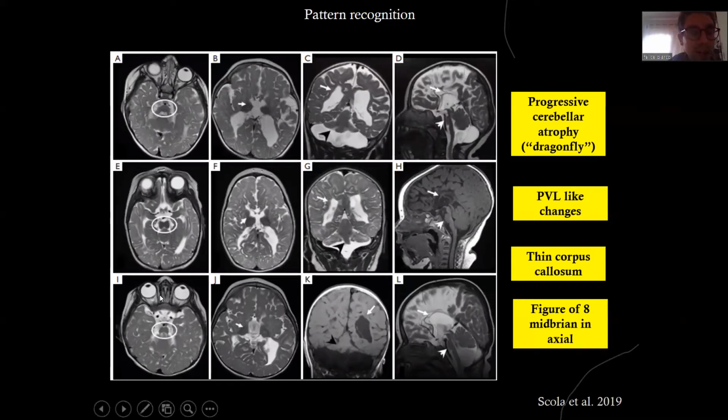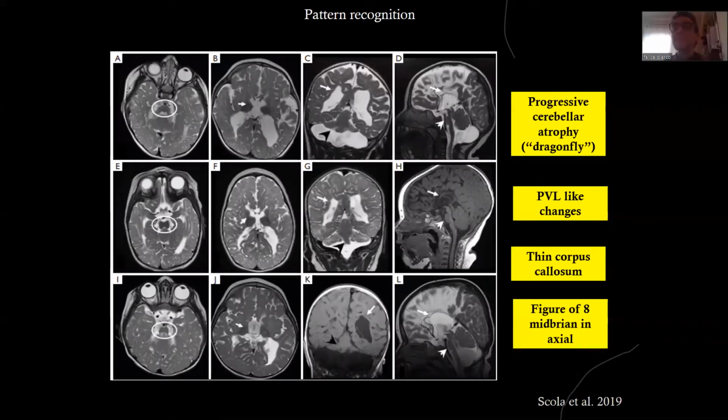Finally, if you look at the midbrain in axial, you have this characteristic shape of an 8, sometimes less evident, but you see here there is this 8 shape. So this is a very abnormal brain in axial. And now we started to connect with the original picture of Mick Jagger, because we have a constellation of findings. We added a lot of elements to this picture, apart from the pontocerebellar hypoplasia. We know that this is a pontocerebellar hypoplasia, we know that this is an abnormal posterior fossa, but we also know that this is a dragonfly, that this is associated with PVL, a thin corpus callosum, and this strange midbrain in axial.